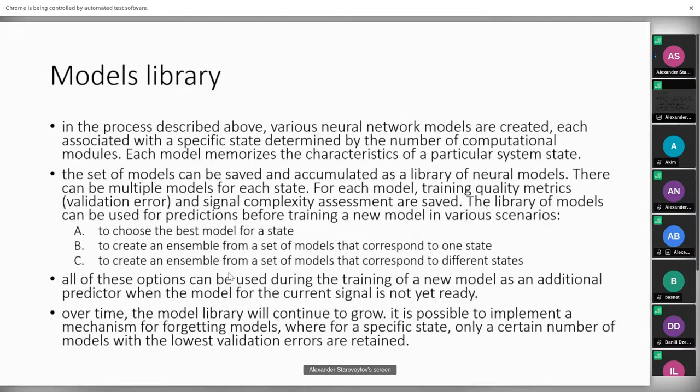The library of models can be used for predictions before training a new model in various scenarios. For example, to choose the best model for the state, to create an ensemble from a set of models that correspond to one state, to create an ensemble from a set of models that correspond to different states. All of these options can be used during training of new models as additional predictor when the model for current signal is not yet ready. Over time, the model library will continue to grow. It's possible to implement a mechanism for forgetting models, where for a specific state, only a certain number of models with the lowest validation errors are retained.